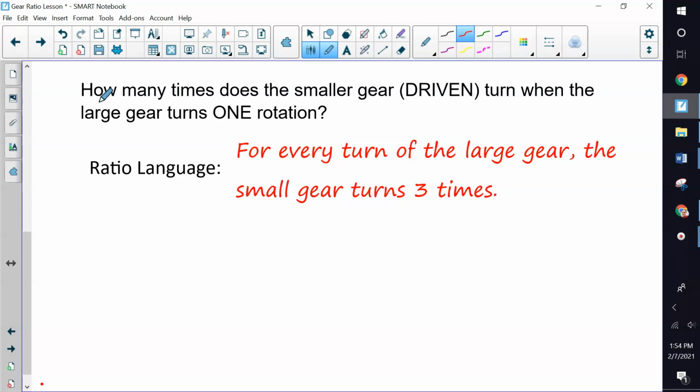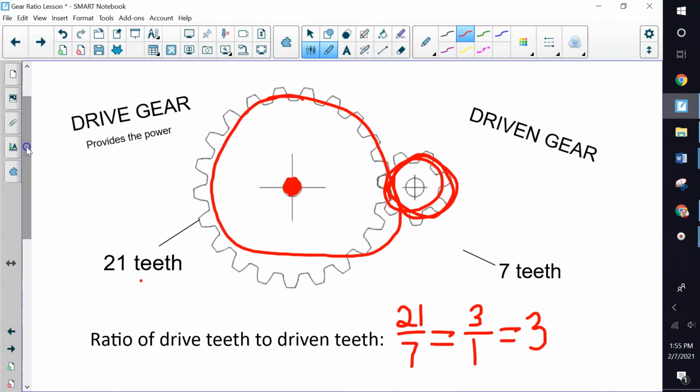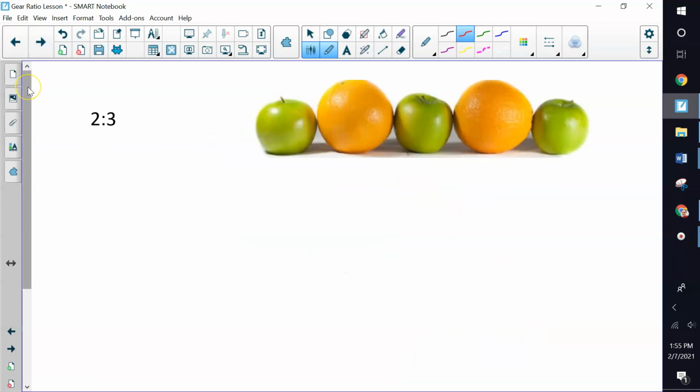So this is the language that we can use to describe ratios, and you'll see the same type of language: for every, the first thing, whatever that is, and then there are, and in this case, the small gear turns 3 times. So you'll see this for every 1 or 2 or whatever the ratio is. In this case, it's for every turn of the large gear, the small gear turns 3 times. We're referring to the example we just saw, where the large gear would spin 1 time and the small gear would spin 3 times. That's the driven gear.